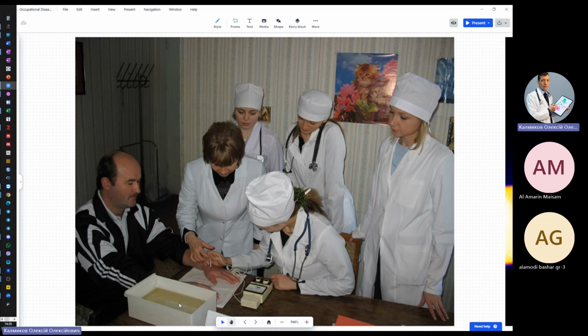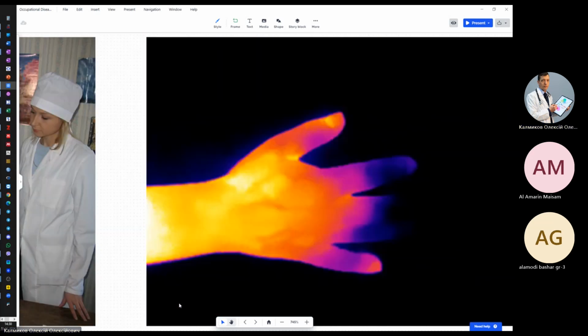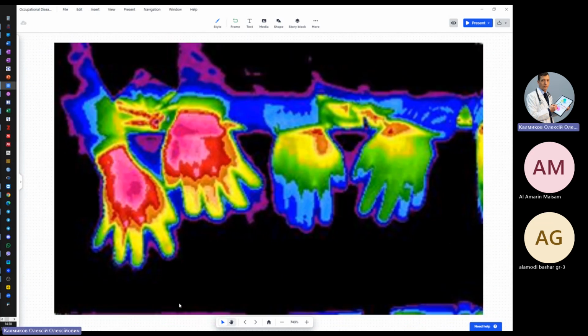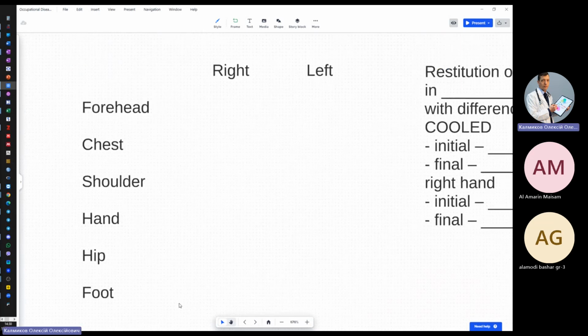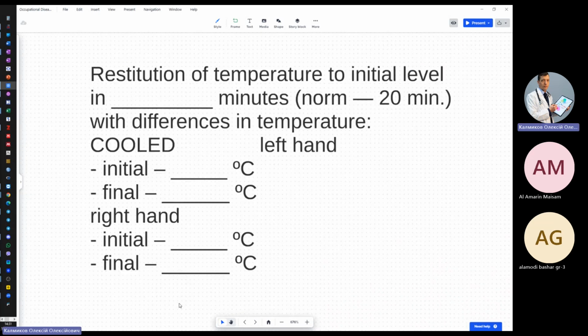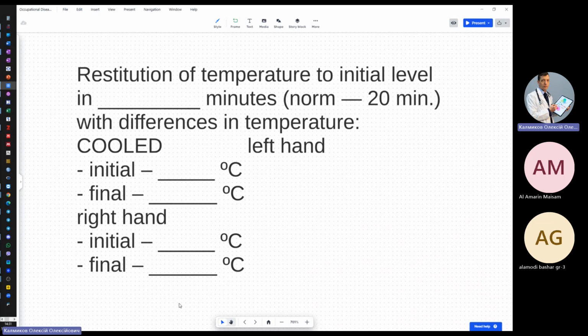The temperature of this water is about 10 degrees Celsius, applied for 1 minute, and then getting back and comparing the temperature before and after on the same hand, cooled before cooling and after cooling, and symmetrically about the other hand. Normally, the difference might be significant even, right?